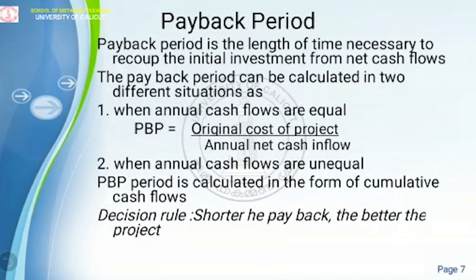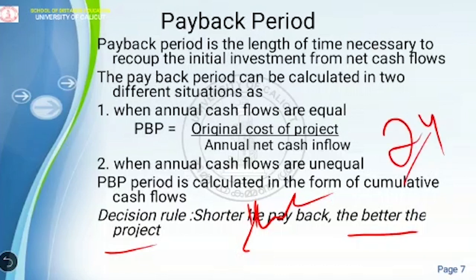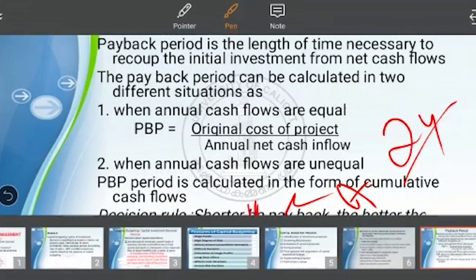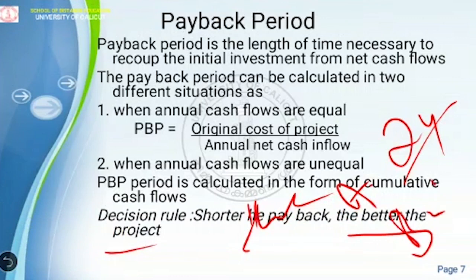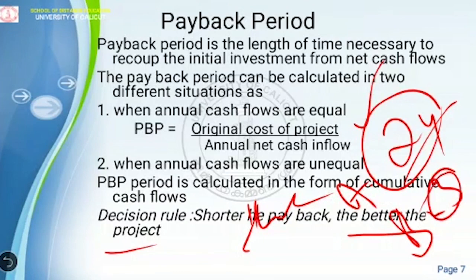This is the simplest method, and under this method the decision rule is: the shorter the payback period, the better. So in the case of two projects, if project A takes 2 years to recoup the initial investment, and project B takes, suppose, 3 years, our investment will be recouped within 2 years. That means the shorter period is better. We will select project A instead of B. So this is the method under payback period. This is easy to calculate.